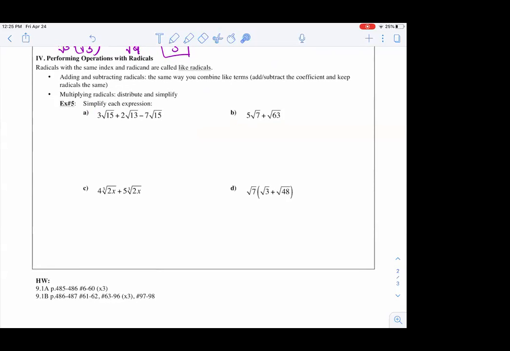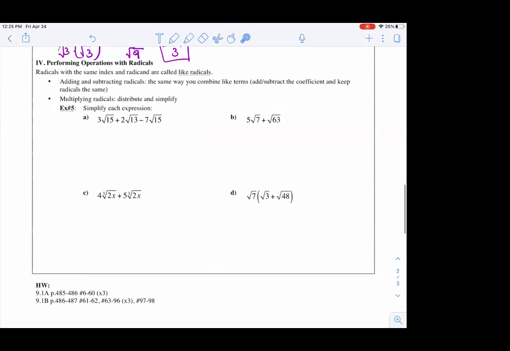Now, how do you perform operations with radicals? Okay. Read the first part. Just read it.